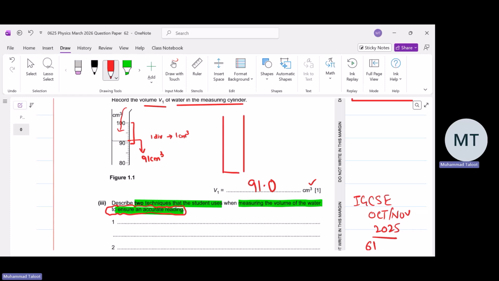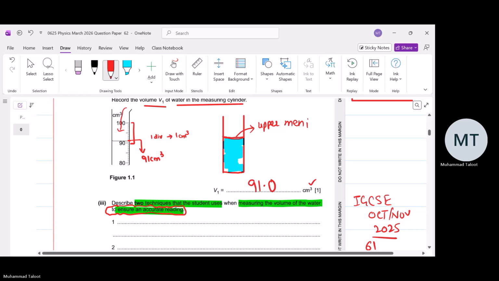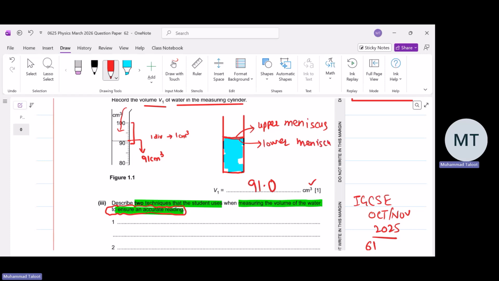can see. Suppose this is the measuring cylinder. I add the water in this. Suppose this is the water in this. So you might observe that the surface is shown to you somehow like this. So this is the upper meniscus, upper layer. And this is the lower. So we are interested to read the lower one.